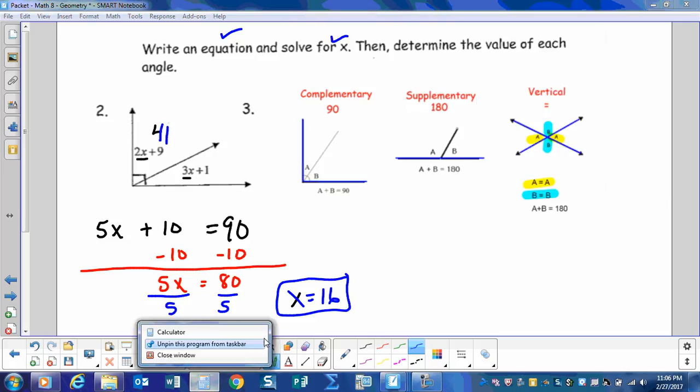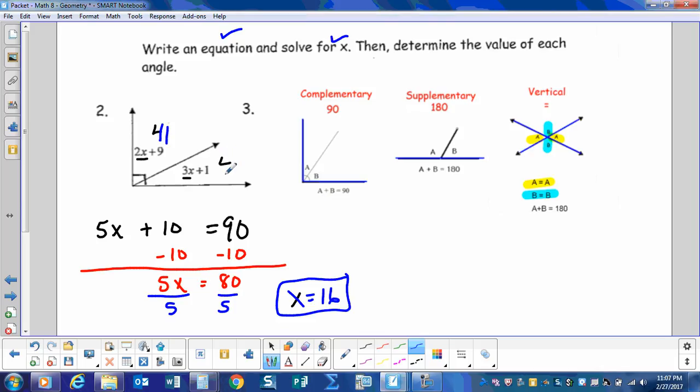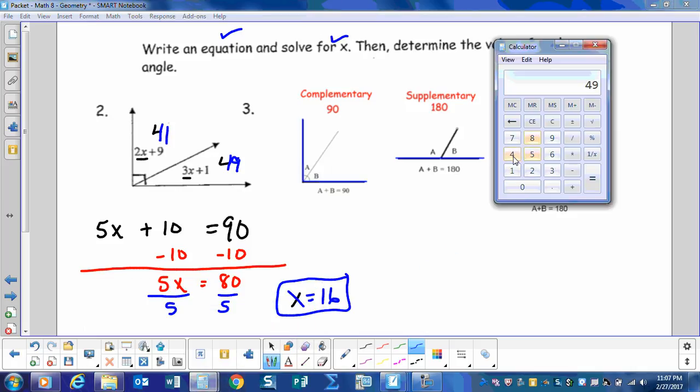Now let's find the measure of the second angle. 3 times 16 is 48, plus 1 is 49. So the second angle measures 49 degrees. So to check that they equal 90 together, we're going to say 41 plus 49 equals 90.